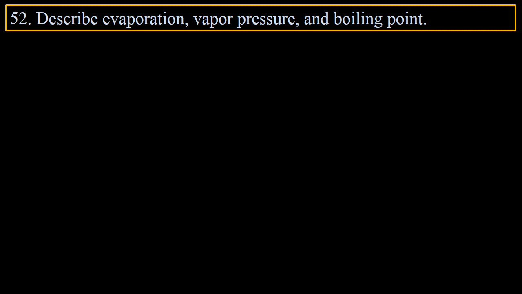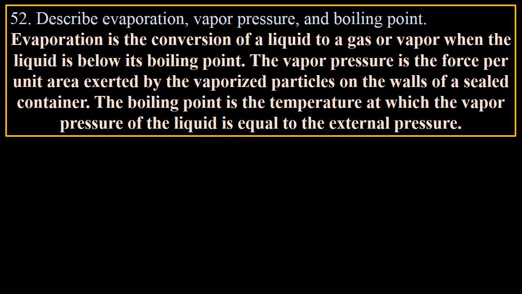Describe evaporation, vapor pressure, and boiling point. Let's change, I'm going to stop this in a moment and change the timings on these. These are a little bit too long in terms of timings. Evaporation is the conversion of a liquid to a gas or vapor when the liquid is below its boiling point. The vapor pressure is the force per unit area exerted by the vaporized particles on the walls of the sealed container. The boiling point is the temperature at which the vapor pressure of the liquid is equal to the external pressure.